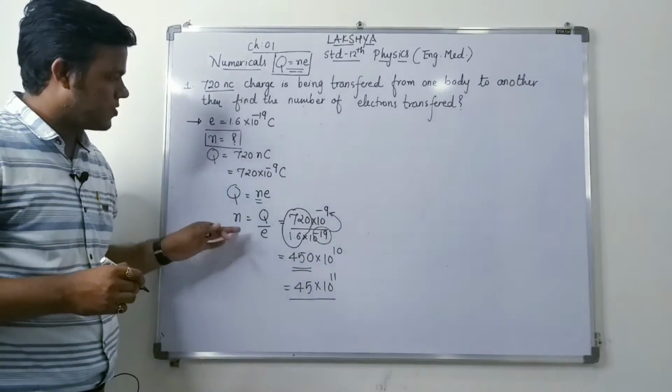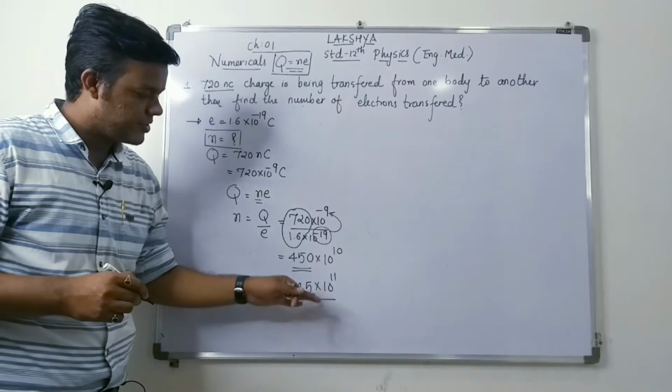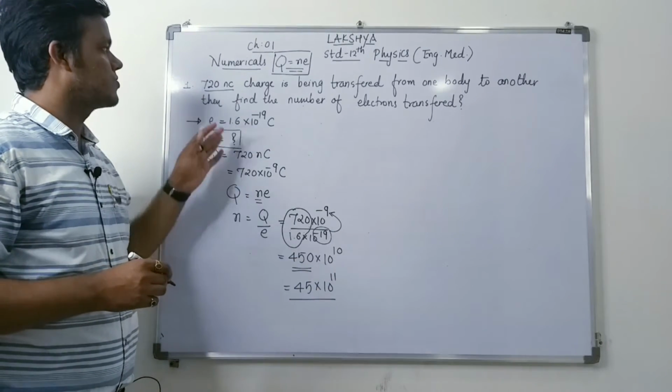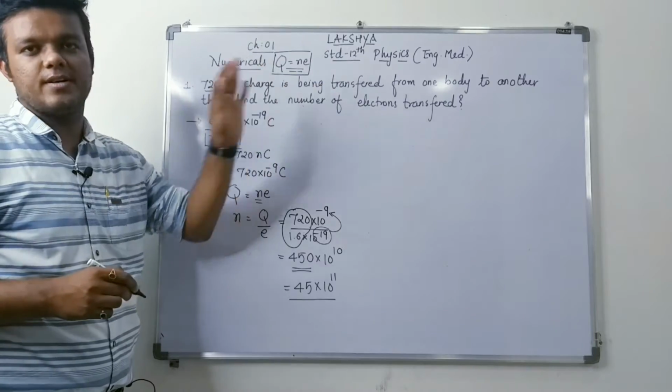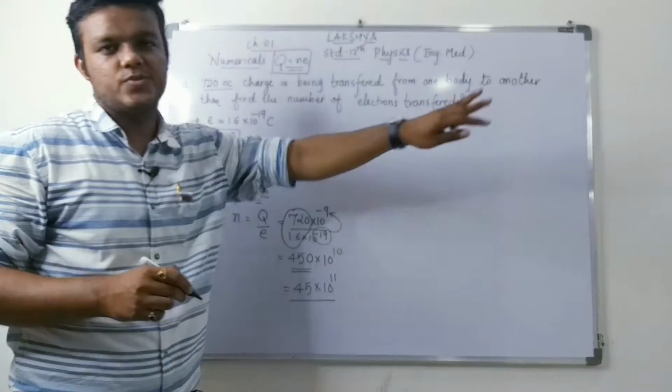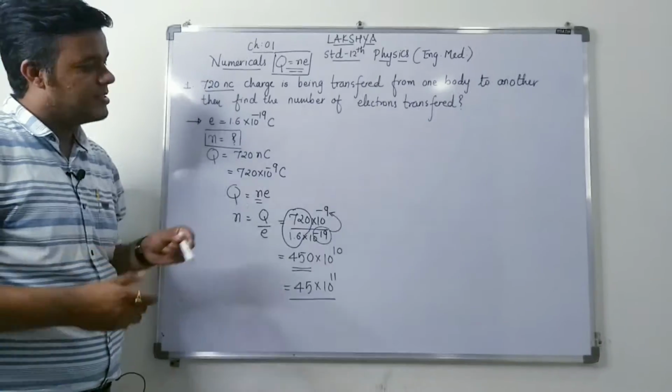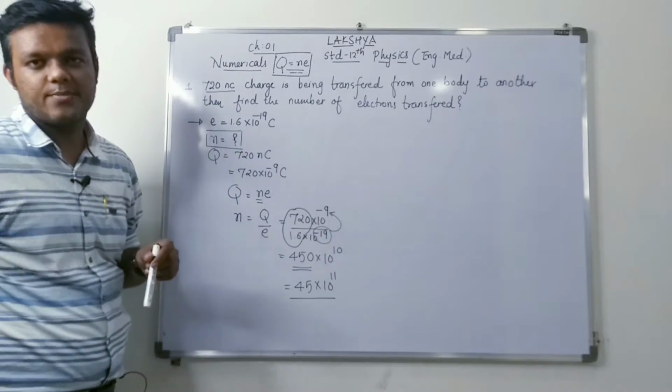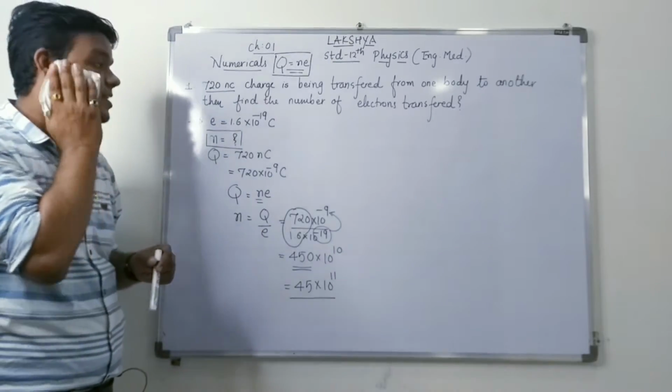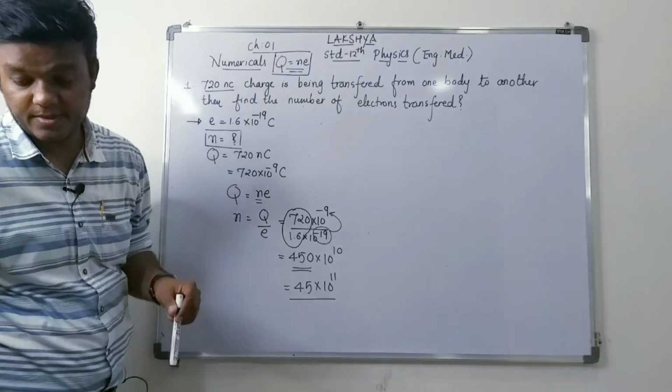This much electrons, or 45 into 10 raised to 11 electrons, were transferred from one body to another body, right? This is one kind of example. Now we will see another type of example, right?